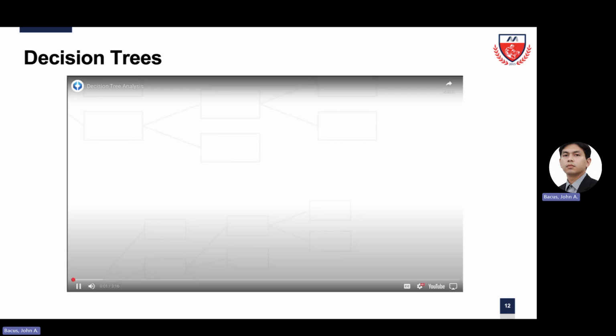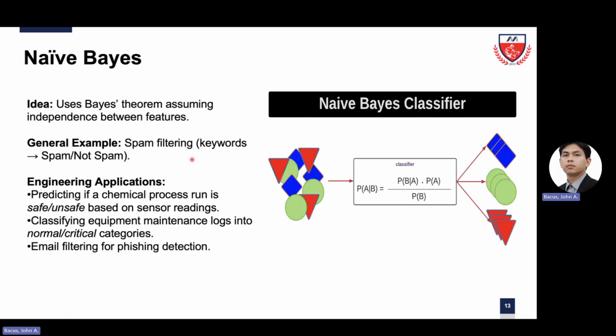So for the next classification of machine learning, we have what we call the naive Bayes. The idea of naive Bayes is that it uses the Bayes theorem, assuming independence between features. So in statistics, we have the probability, right? One general example for the naive Bayes is spam filtering. So are the keywords here spam or not spam?